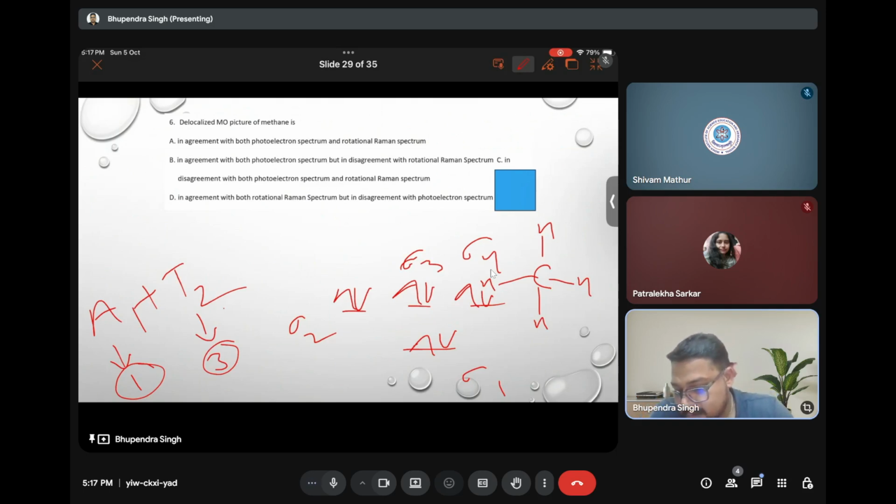So the delocalized MO picture of methane is in agreement with both. Yes, it is in agreement with both the photoelectron spectrum and the rotational Raman spectrum. So this is your answer, because this is delocalized.